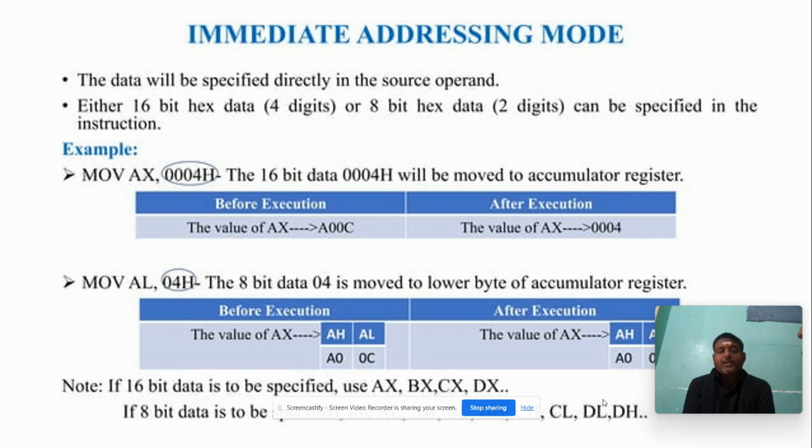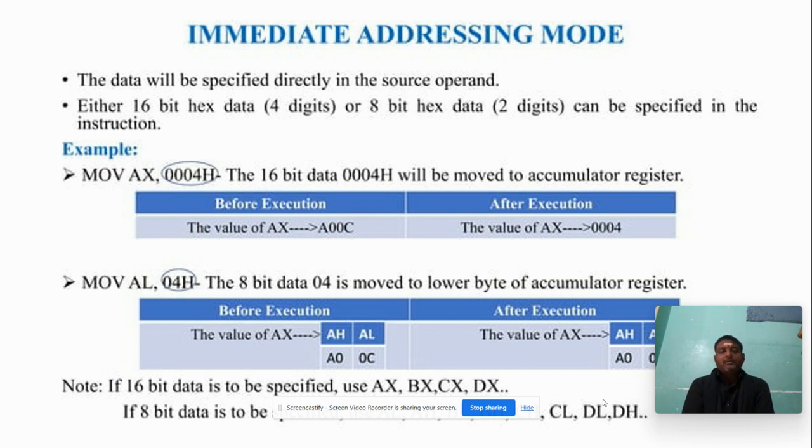That value is A00C. Once the instruction MOV AX, 0004H is executed, the AX accumulator register value is changed. After the execution of this instruction, the value of AX is 0004.